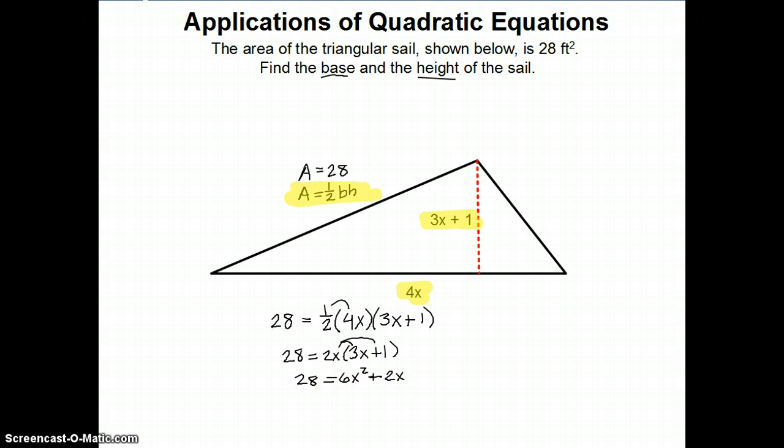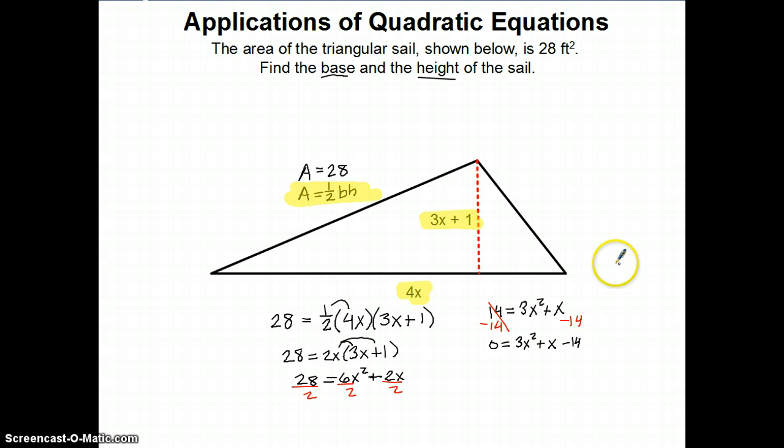And I'm going to solve. But first, I see that everything is divisible by 2, so I'm going to go ahead and divide both sides of my equation by 2 to make my numbers a little bit easier to work with. So I end up with 14 equals 3x squared plus 1x, or just x. Now, since I cannot square root both sides since there is a linear term, I'm going to go ahead and subtract 14 from both sides, getting me a 0 on one side. So I end up with 0 equals 3x squared plus x minus 14.